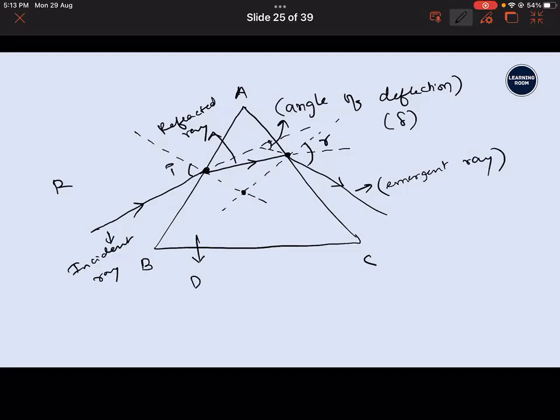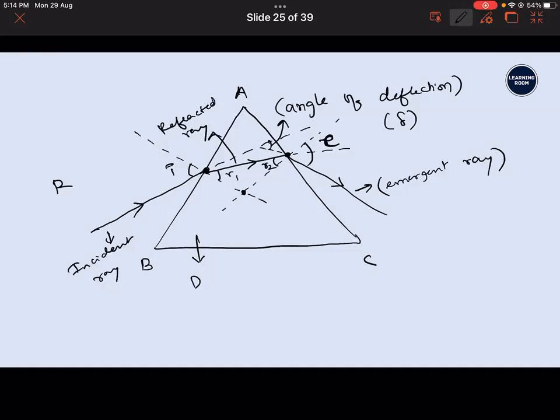Sir, can you repeat angle of deflection? You extend the incident ray and you extend the emergent ray in the backward direction. They both meet at a point, making an angle delta. Here, I wrote it as R. Sorry, it should be E. And this angle is called R1, and here it is called R2.